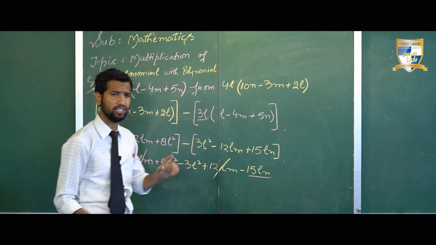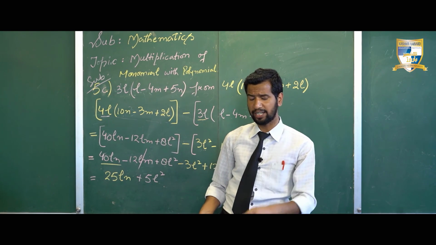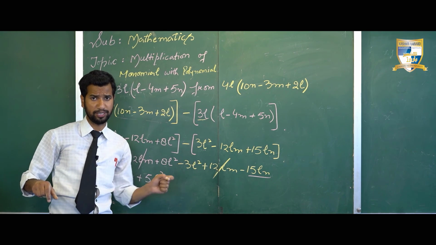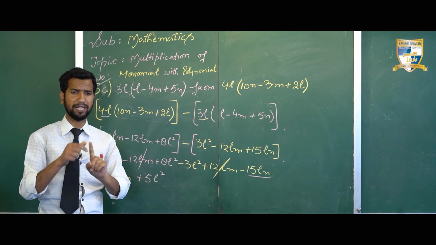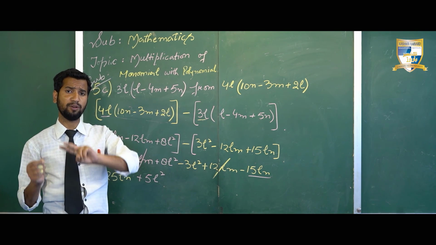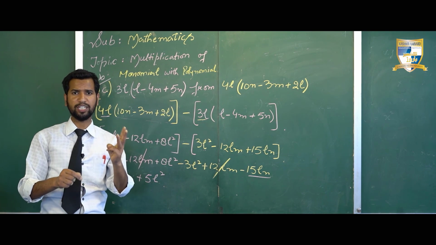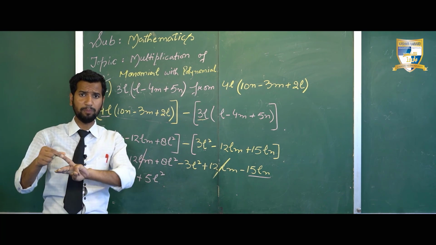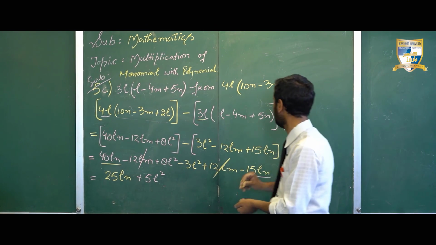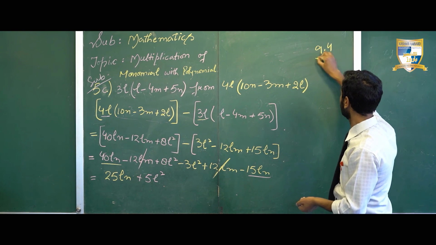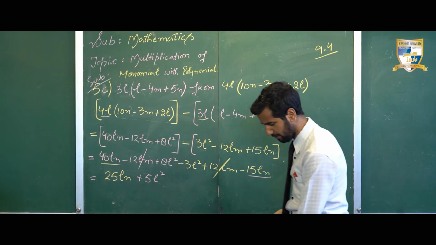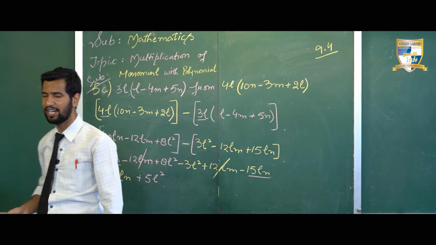Part number D is once again based on subtraction. You are going to attempt it yourself. So that is the end of this exercise, exercise 9.3. 9.1 is based on how to add and how to subtract. 9.2 was based on multiplication of a monomial with a monomial. 9.3 is based on multiplication of a monomial with an n-term polynomial. And now our fourth exercise, exercise 9.4, is based on multiplication of a polynomial with a polynomial. Inshallah, in our next class, we are going to discuss exercise 9.4.